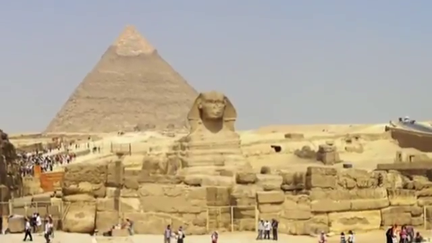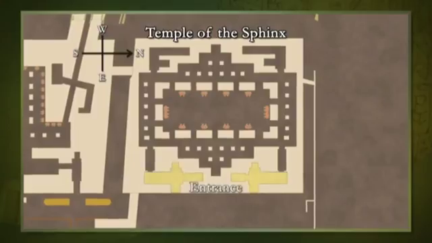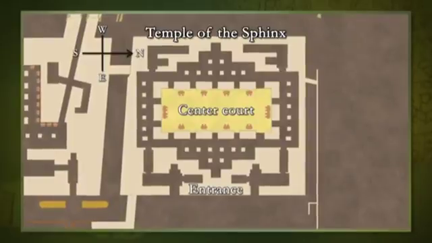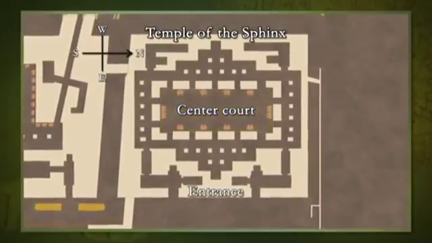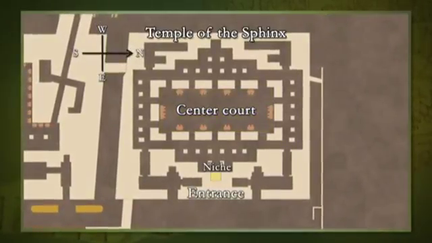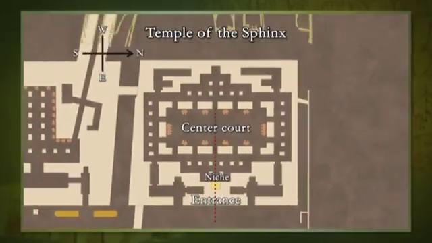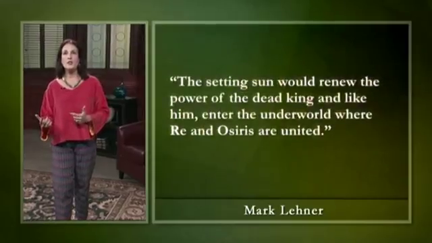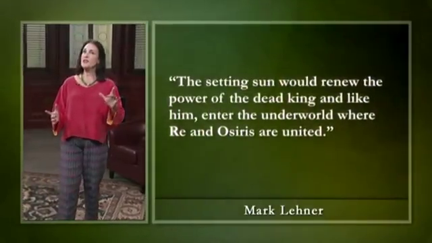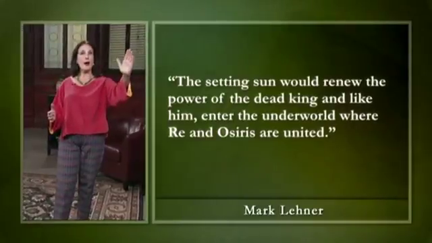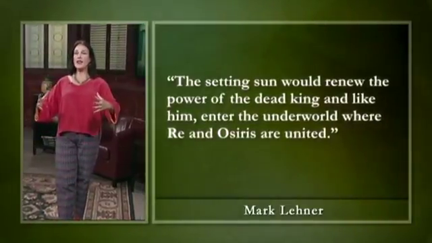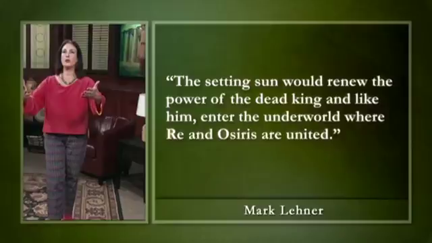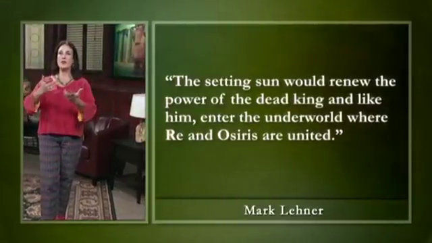The temple in front of the sphinx has a double entrance and center court just like Khafre's Valley Temple next door. There's a niche at the eastern end of the temple, which is aligned with both the Sphinx and the setting of the sun at the equinoxes. According to the Egyptologist Mark Lehner, the setting sun would renew the power of the dead king and, like him, enter the underworld where Re and Osiris are united.